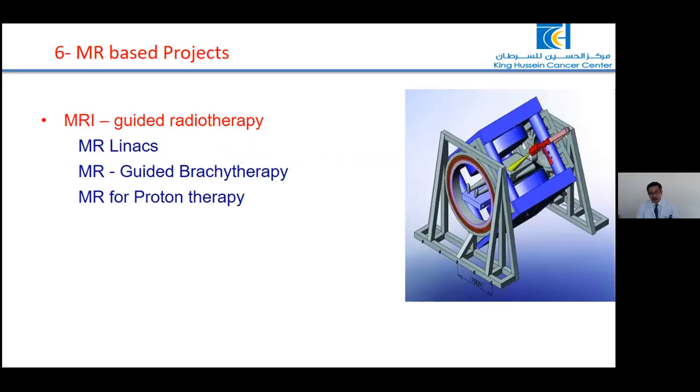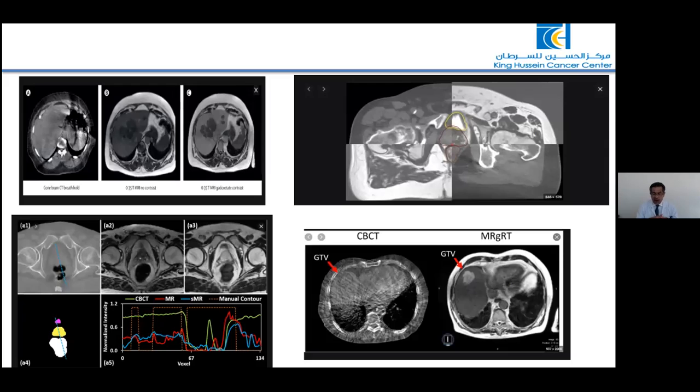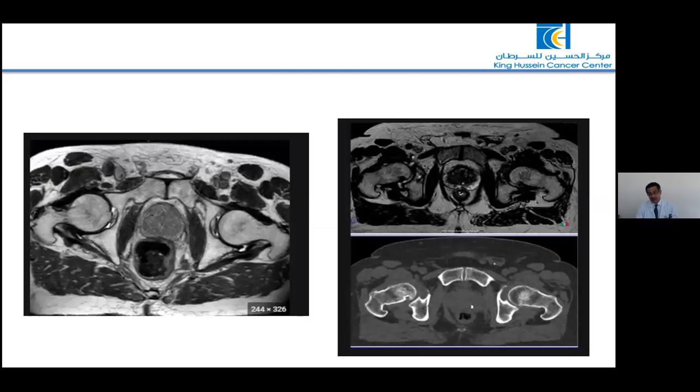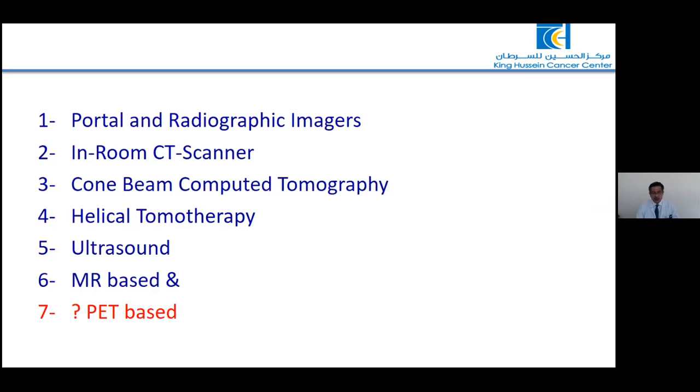The MR-based projects were mainly the MR-Linac, MR-guided brachytherapy, and MR for proton therapy. And we know that in some tumors, the MR can show us better images than the CT scan. Mainly if you are talking about liver lesions, you can see on the left side the CT and the MRI, how clearly in MRI, for example. The prostate you can see in MRI better than CT, and in head and neck cancer as well.